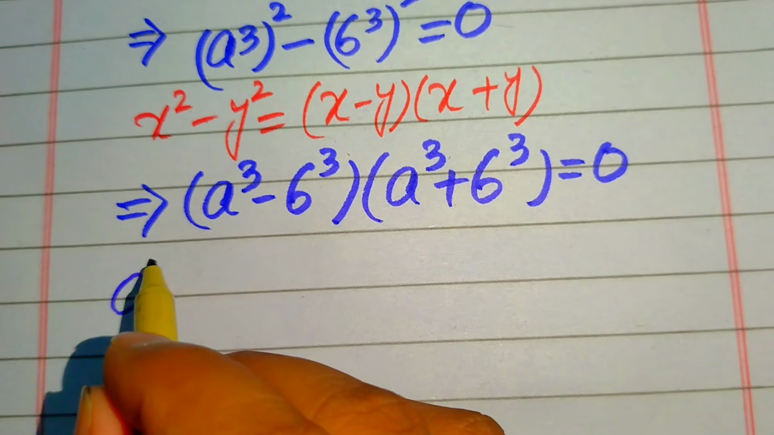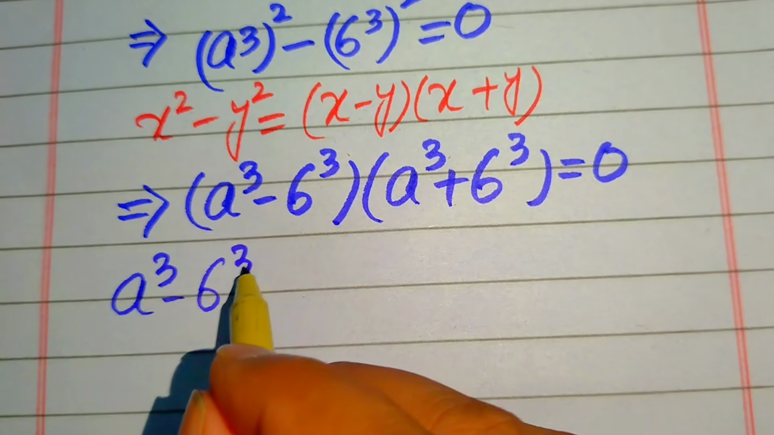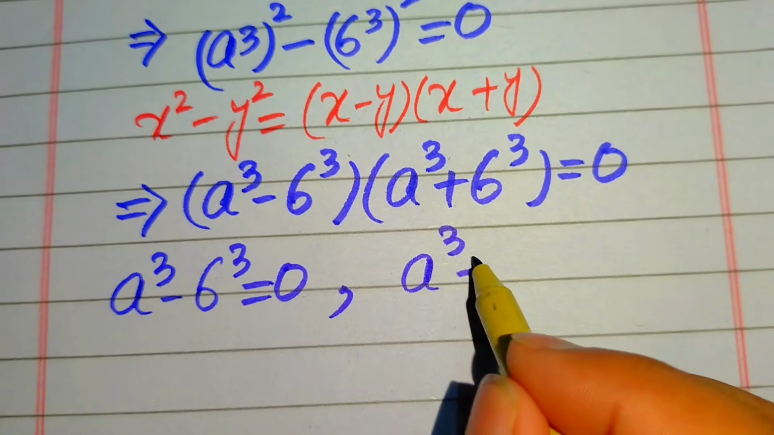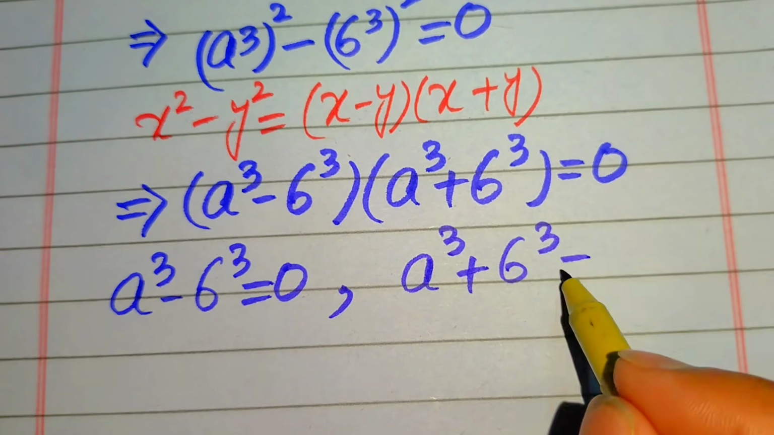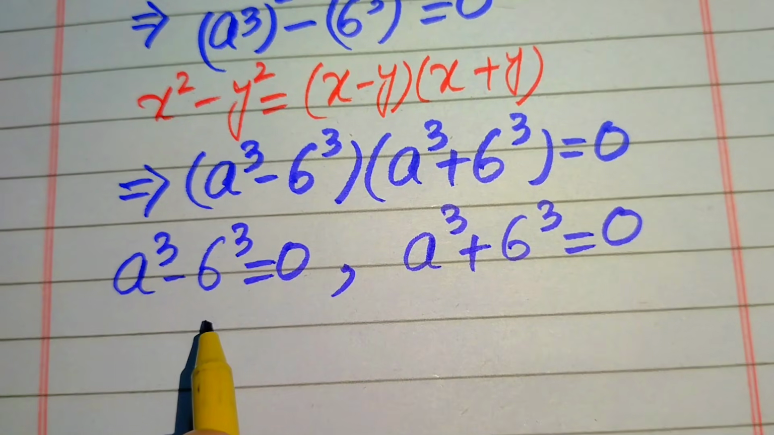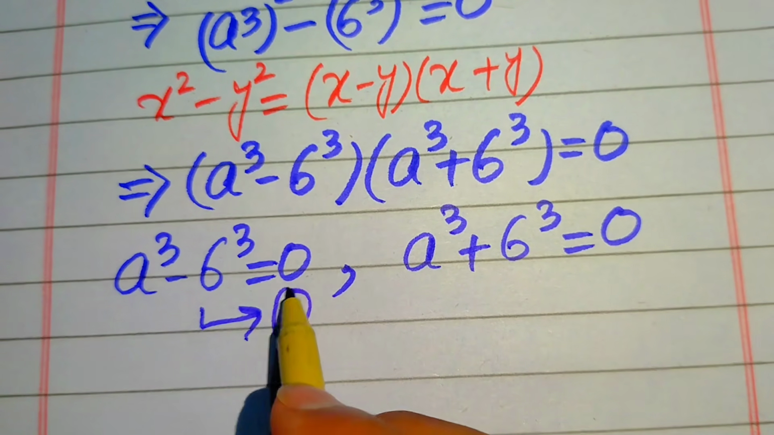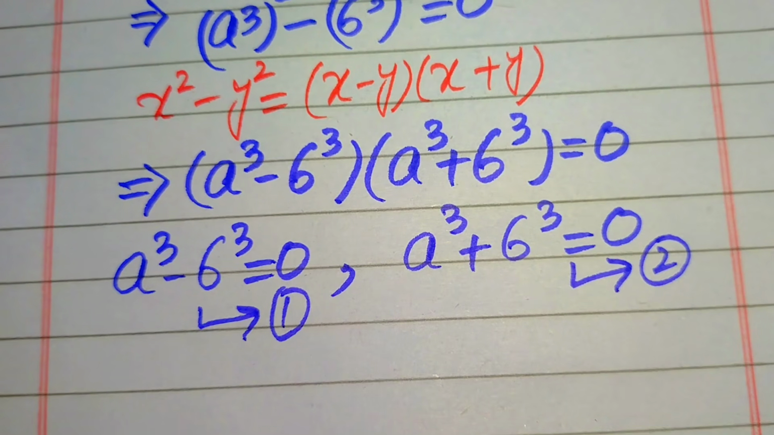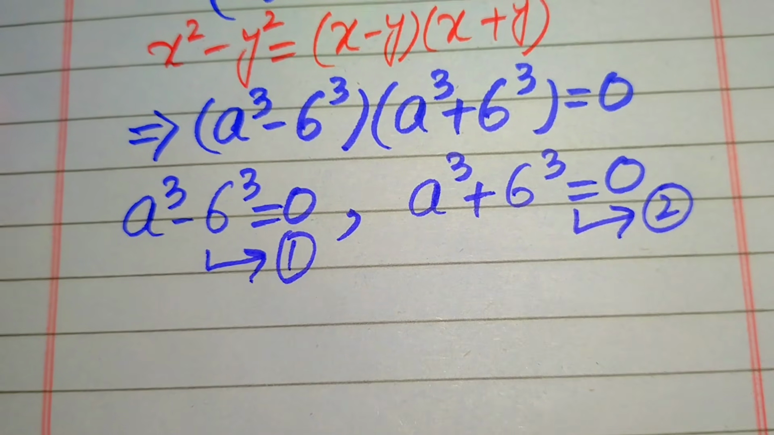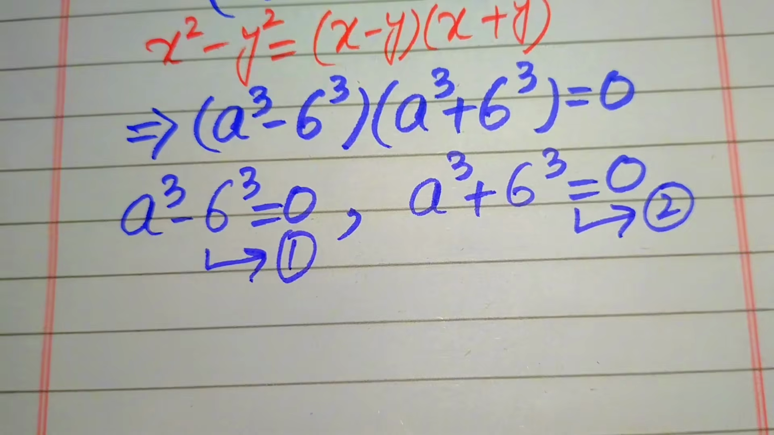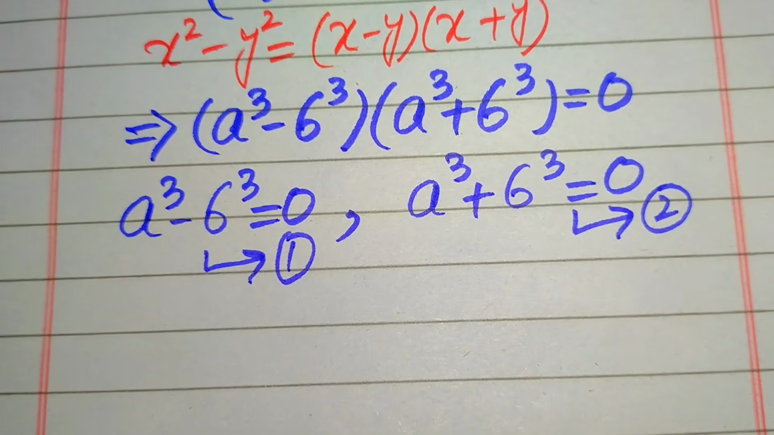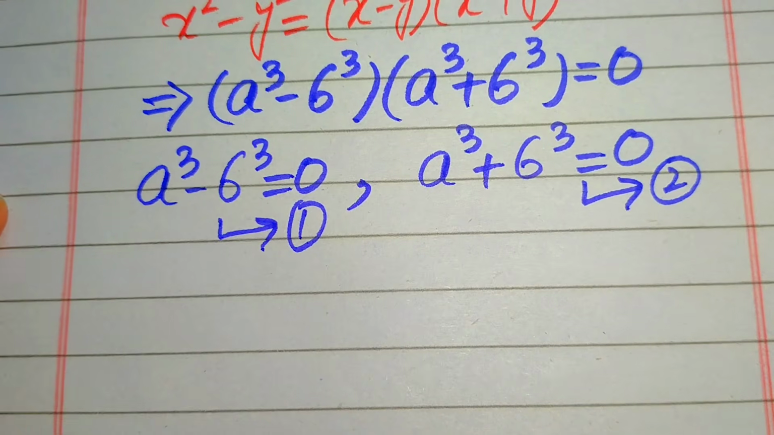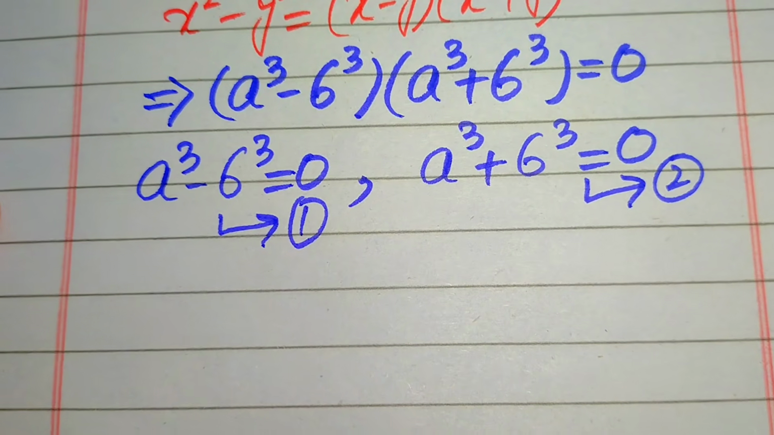The first case is a cubed minus 6 cubed is equal to 0, and the second case is a cubed plus 6 cubed is equal to 0. Here we call the first our equation number 1 and the second our equation number 2. So we need to solve both of these equations for the values of a, and we get all the roots of this equation. So first we focus on equation number 1.